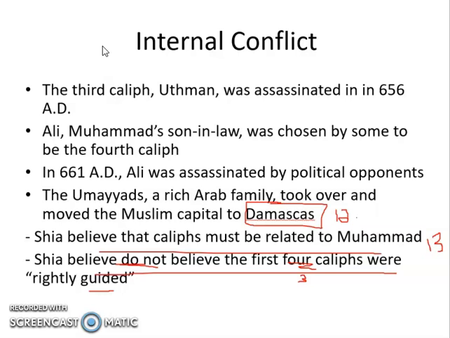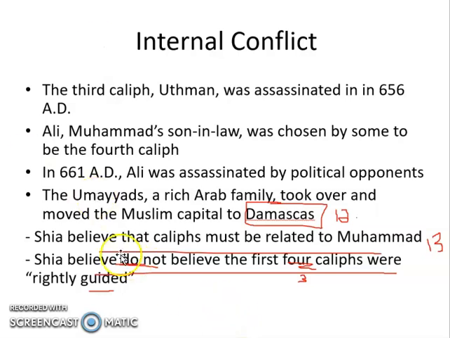So after the 3rd leader was killed, Ali, Muhammad's son-in-law, was chosen by some to be the 4th caliph, and then he was killed by political opponents. Some say it was Sunni Muslims, which is probably true at that time period. The Sunnis, I think, had somebody who possibly allegedly took him out. But so that started a divide.